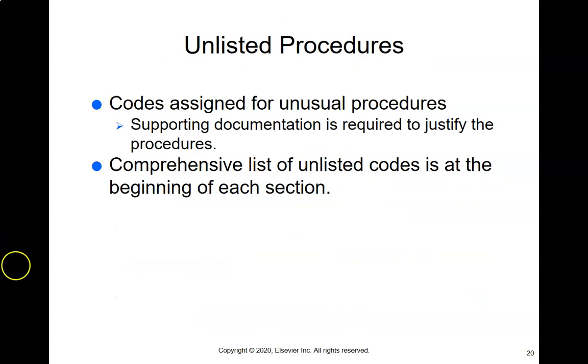Unlisted procedures. These are codes that are assigned for unusual procedures. Supporting documentation is required to justify the procedures. A comprehensive list of unlisted codes is at the beginning of each section. But remember, some payers do not reimburse for unlisted procedures. You want to check your guidelines before submitting claims.